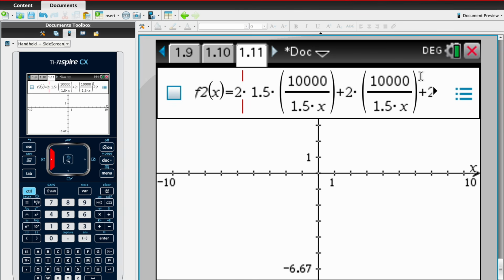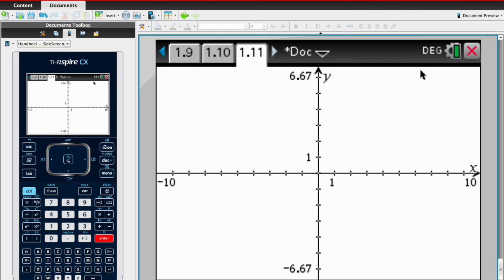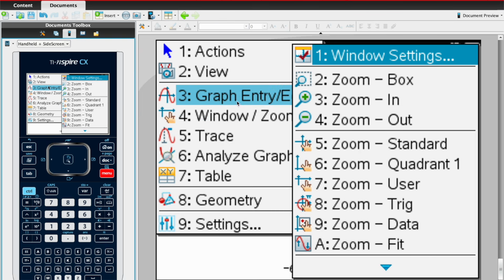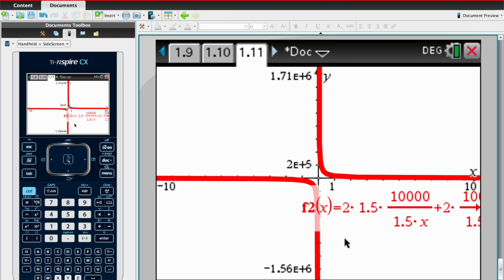Let's see if that helps. It did. That's strange. So in this case, we actually did need to simplify before the graphing function would accept our input. So let's see if ZoomFit will provide us an image of this function.